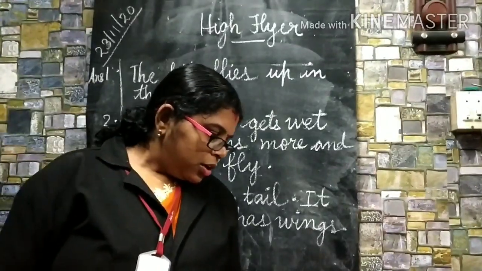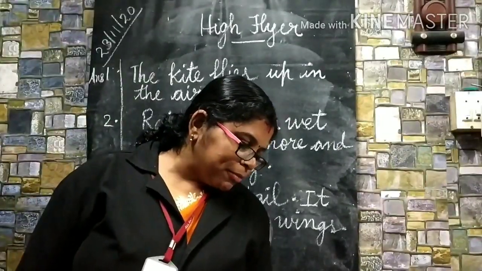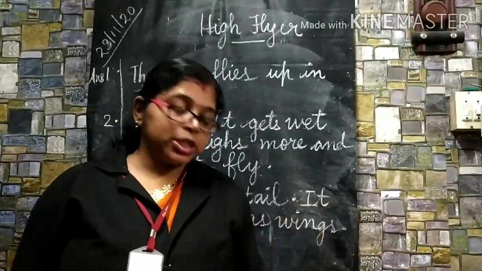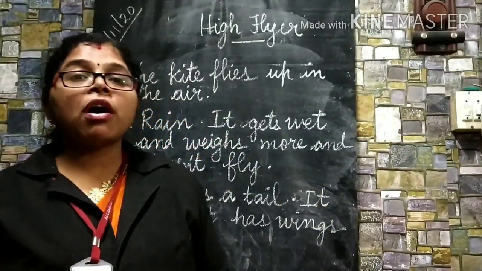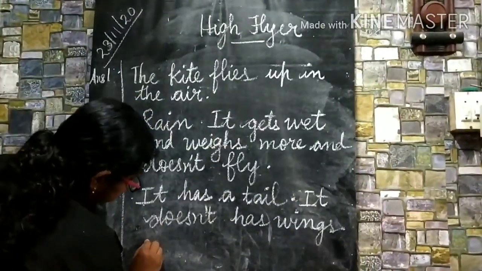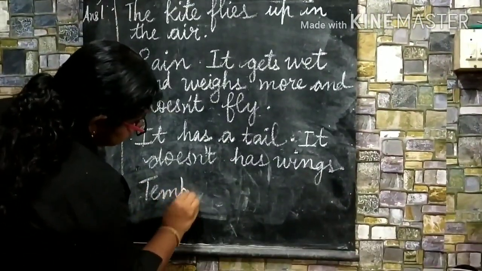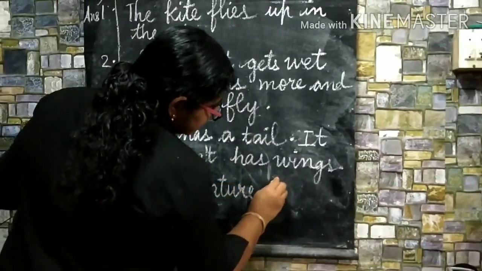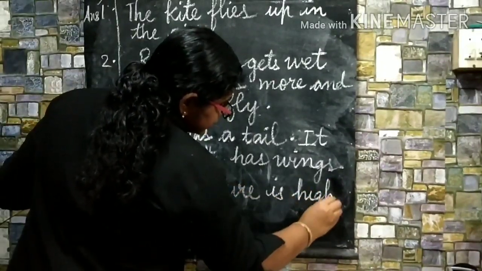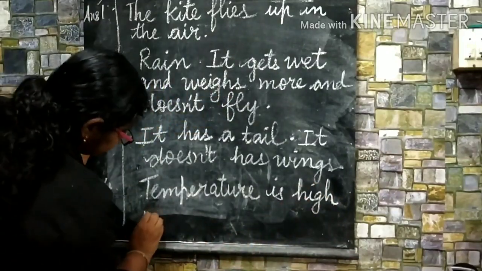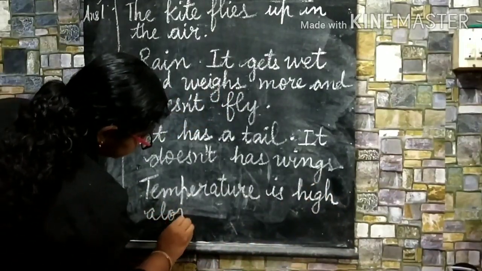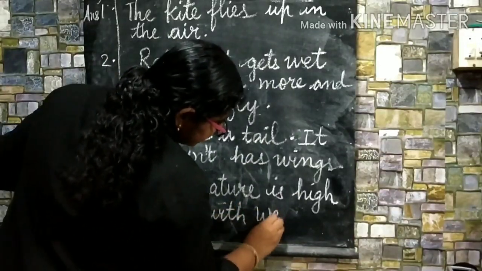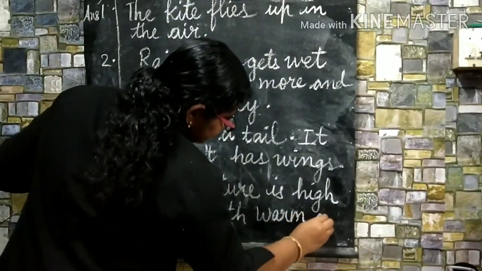Next one. Why does the poet refer to the month of March as gusty? Why, children? Because at that time the temperature is high along with warm air. See, right? Temperature is high along with warm air.